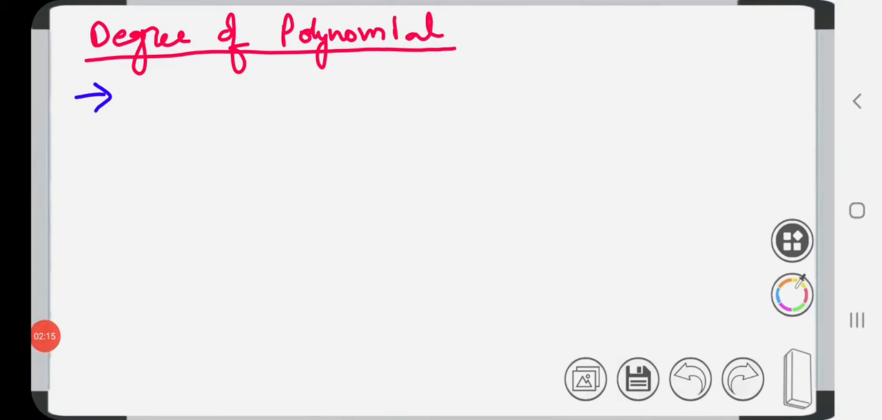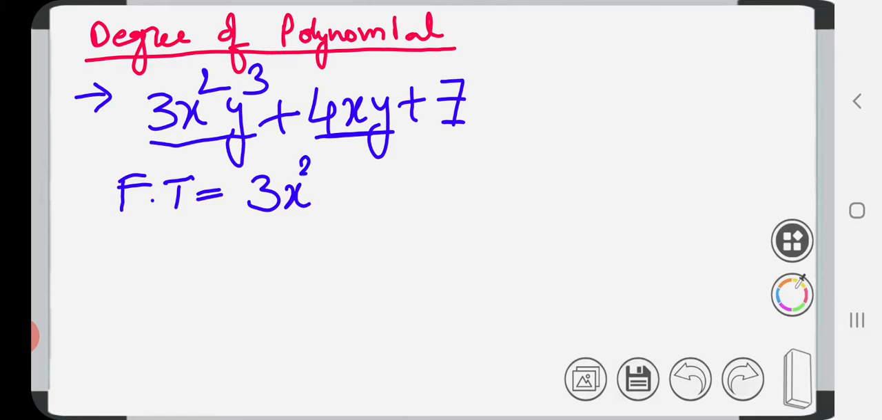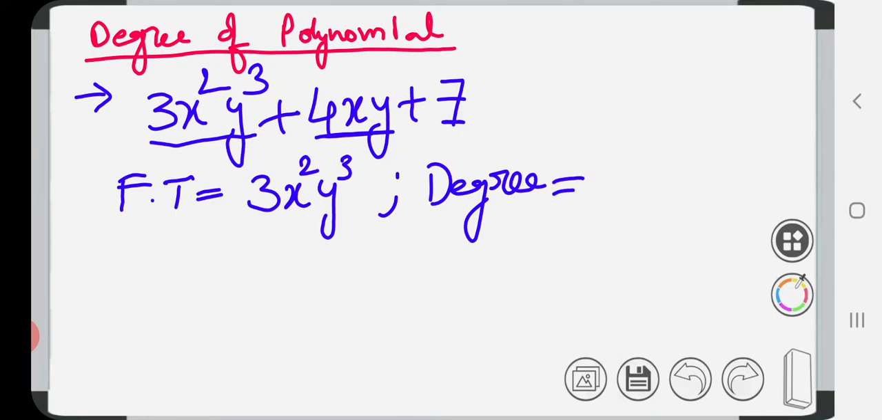Consider the other polynomial 3x square y cube plus 4xy plus 7. Here also it has three terms. This is the first term, this is the second term and this is the third term. In case of the first term, that is 3x square y cube, it has two variables. So in this case the degree is the sum of powers of the two variables x and y. If you observe, here the power is 2, here the power is 3. So x power 2 and y power 3. That means the degree of this term becomes 5.